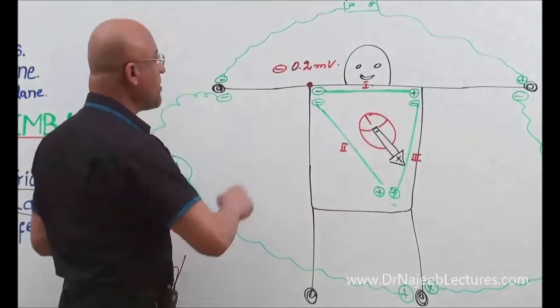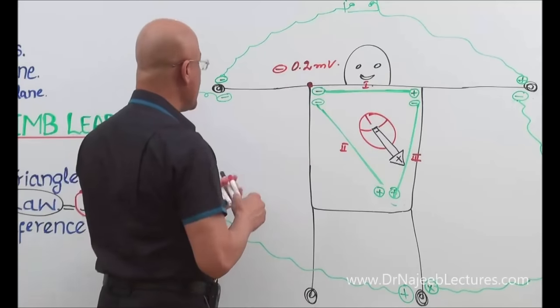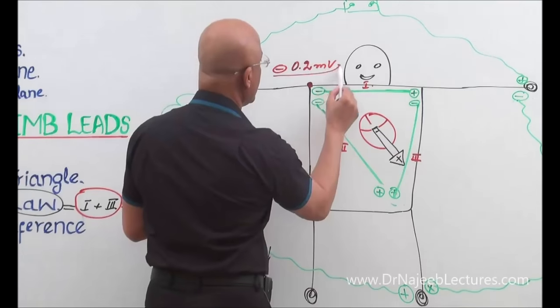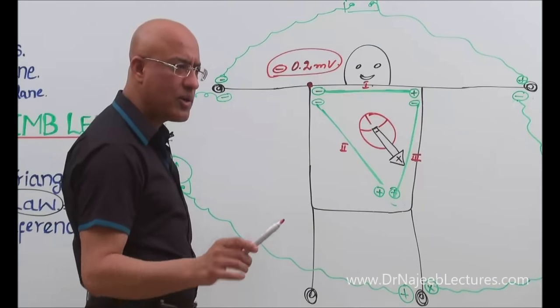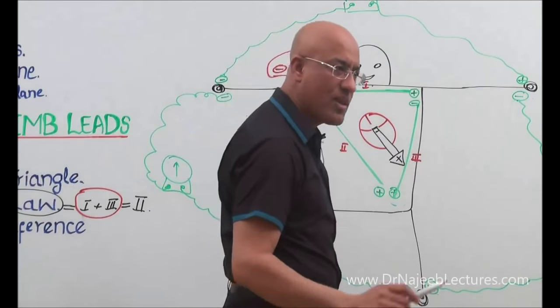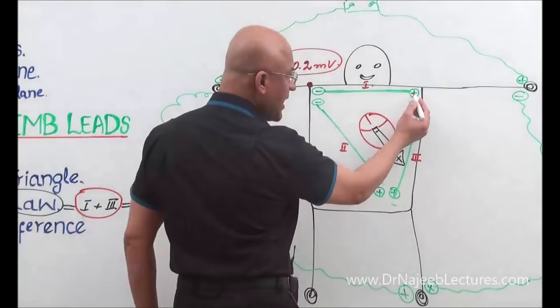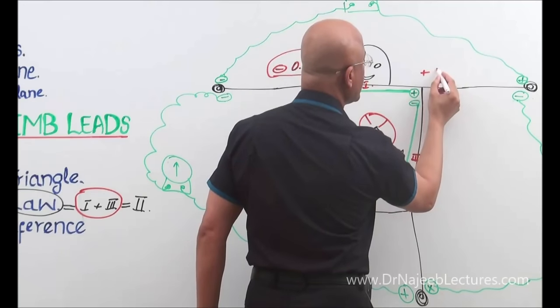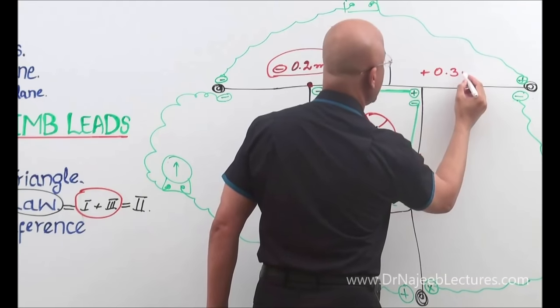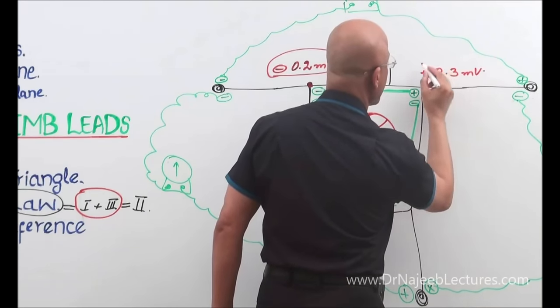So as compared to the average body potential, at this point potential is 0.2 millivolt. It's a very little potential. That is why you cannot give electric shock to each other. Now here it is plus 0.3 millivolt.